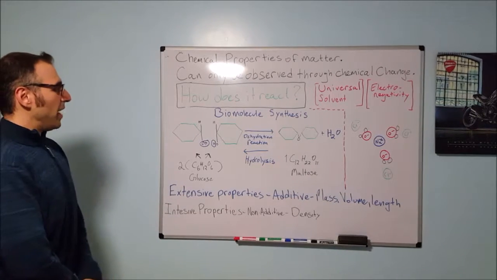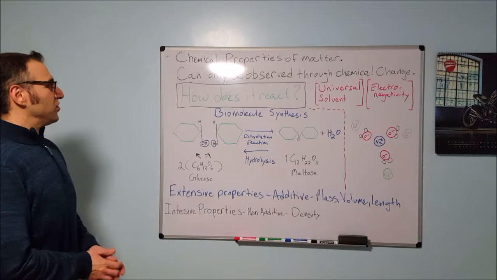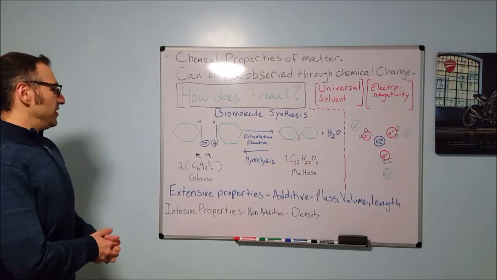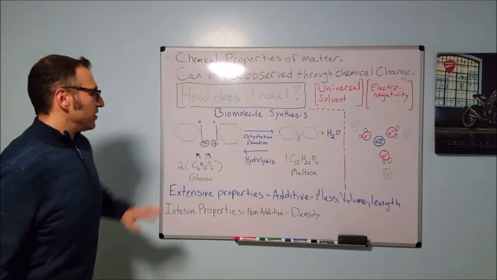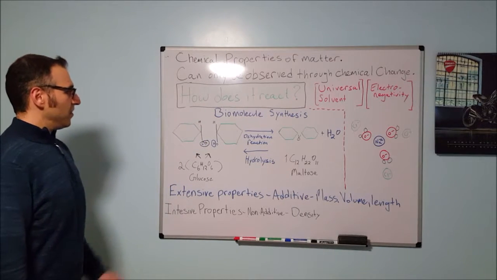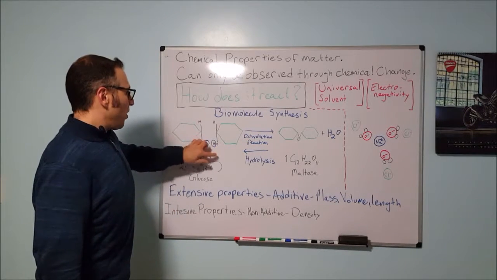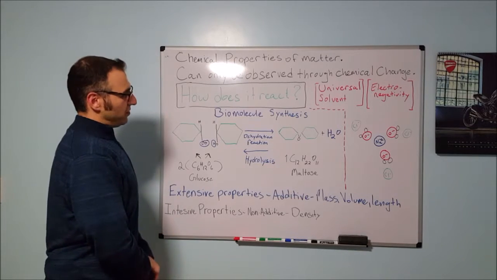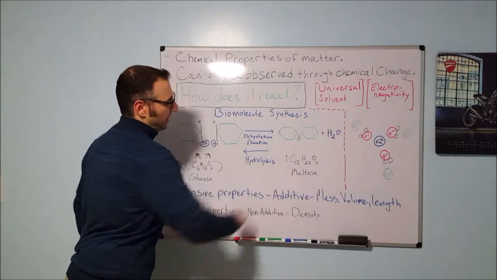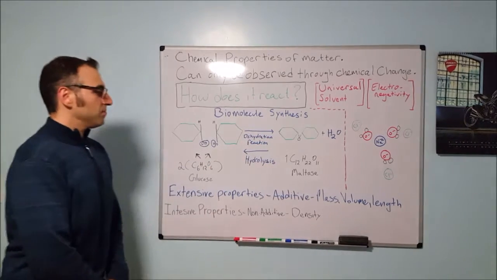Over here I have biomolecule synthesis. This is a great example of chemical change and chemical properties of water. Now, let's say that we want to store some carbohydrates. Through a dehydration reaction, a water molecule is removed from these corresponding glucose molecules, and we get a disaccharide called maltose and one water molecule.